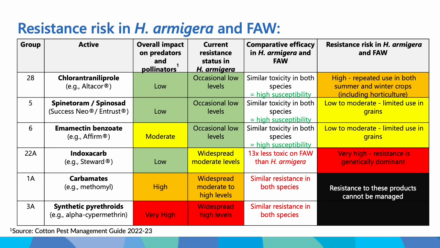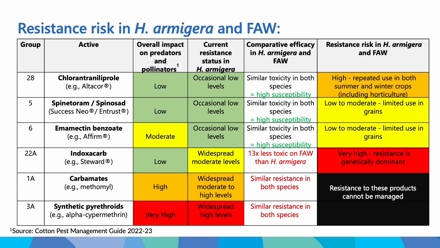So for group 28s, on the other hand, these have broad registration and they're used extensively for control of LEP species in both summer and winter cropping. And so it gets used extensively also in horticulture. So there is a high risk of resistance developing to that group in both species.